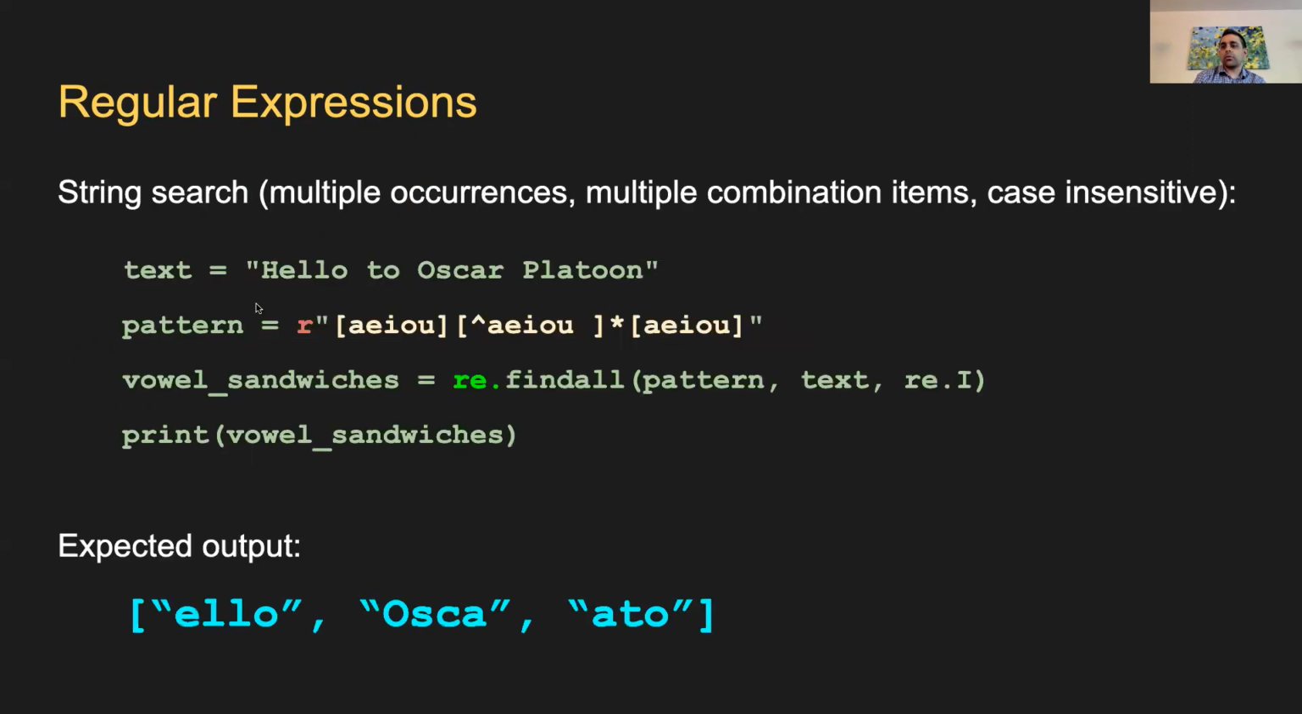All right, so this is my regex solution. It's the same algorithm, or accomplishing the same results, but notice it's 4 lines of code instead of 25. So there are some particulars here. If you've not dealt with regex before, we'll try to answer those questions. We still have our text value, which is hello to Oscar Platoon. We have this pattern. Pattern is just a string.